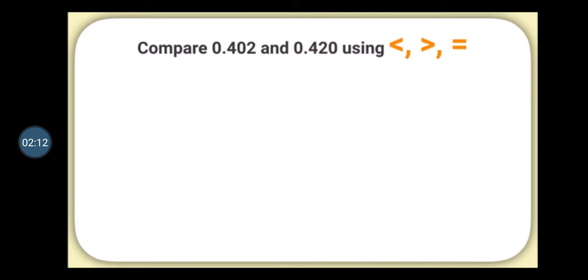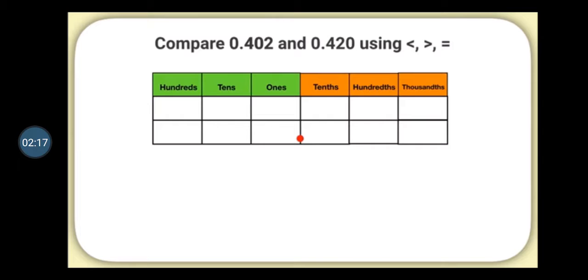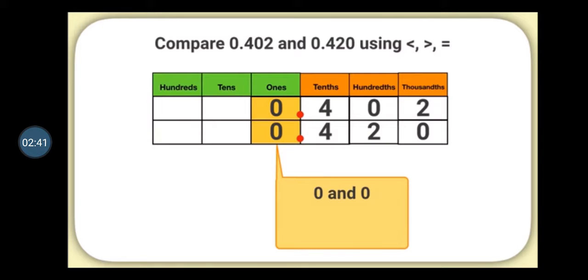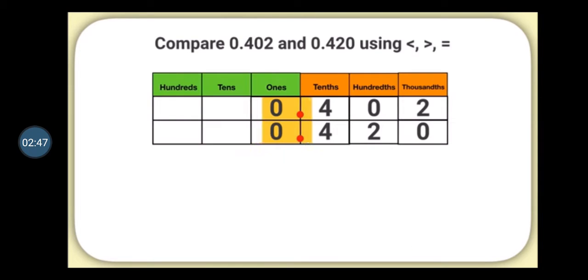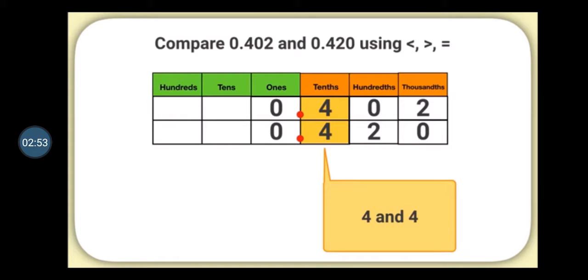Here we have to compare 0.402 and 0.420. According to the first step, we have to write the digits according to their place value. The decimal point must be lined up. Here we can see that the ones digit is 0 for both the numbers, so that is equal. Then we move on: 0 and 0, is that same or different? This is same. Then we move on to the tenths column, 4 and 4.